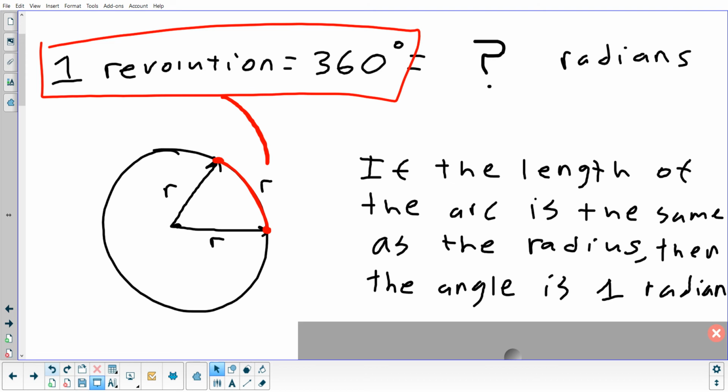And that's a fact that we're going to use to help us more tomorrow when we come up with another formula. But for today, it gives you kind of a visual of what a radian looks like. You can kind of visualize that. If I drew an angle and the arc was the same size as the radius, then I would have one radian. If the arc is bigger than the radius, then your angle is bigger than one radian. If the arc is smaller than your radius, then it's smaller than one radian.